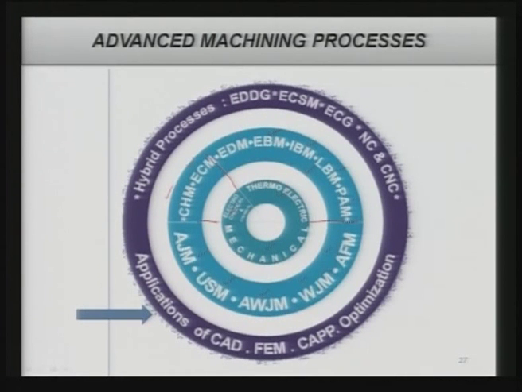Now, the outer circle shows the applications of various techniques for enhancement and analysis of these processes. As you can see here, you can use CAM, computer aided design, and finite element analysis can be carried out for all these processes. Process planning has to be done for all these kinds of processes, and you have to optimize the parameters to get the best out of them, and various kinds of hybrid processes we have already seen.